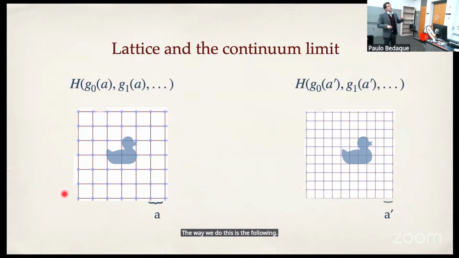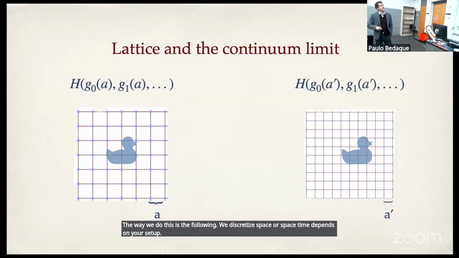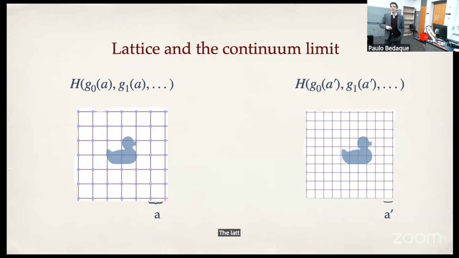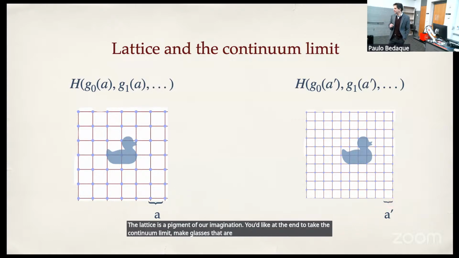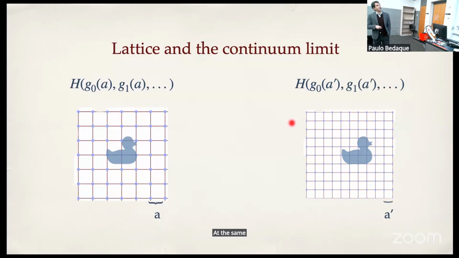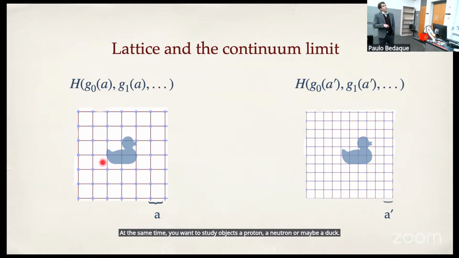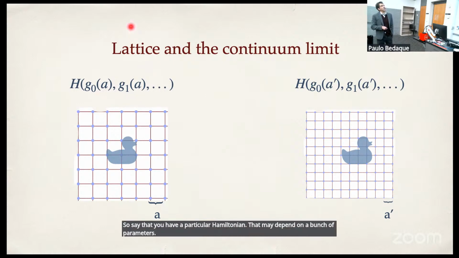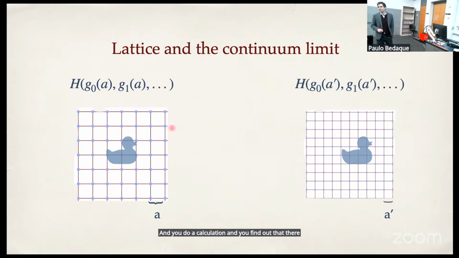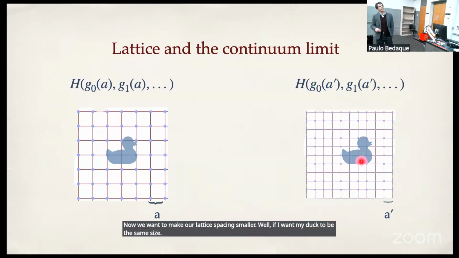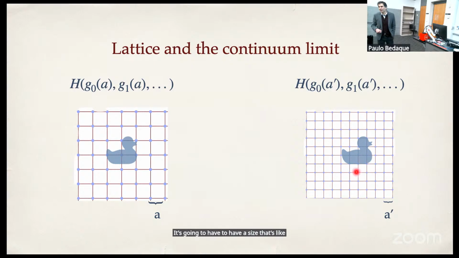The way we do this is the following. We discretize space or space-time, depending on your setup. The lattice is a figment of our imagination. You'd like at the end to take the continuum limit, make lattices that are finer and finer. At the same time, you want to study objects, a proton, a neutron, or maybe a duck. Say you have a particular Hamiltonian that may depend on a bunch of parameters, and you do a calculation, and you find there is a duck of this size. Now you want to make your lattice spacing smaller. If I want my duck to be the same size, it's going to have a size of like 4 lattice spacings now.